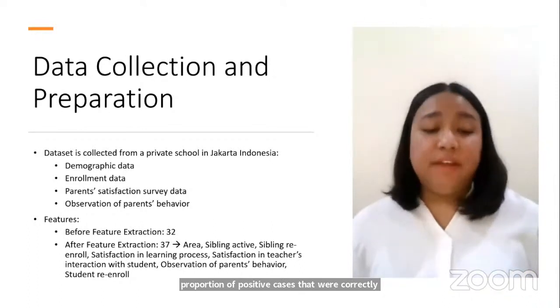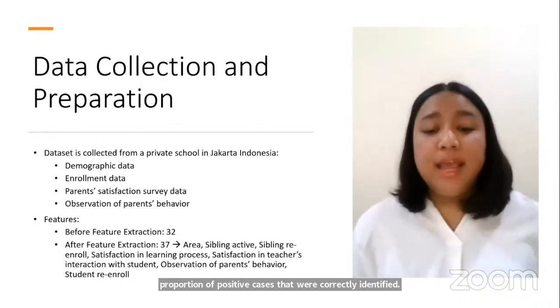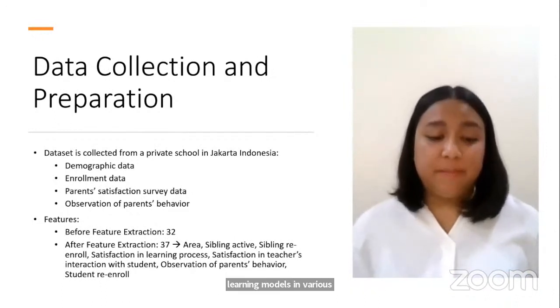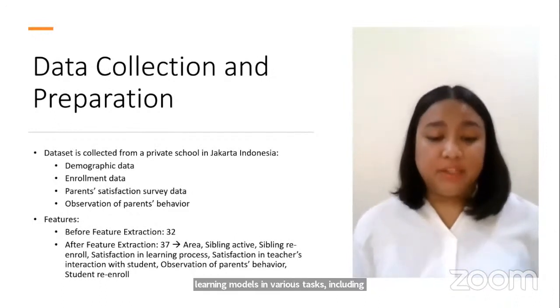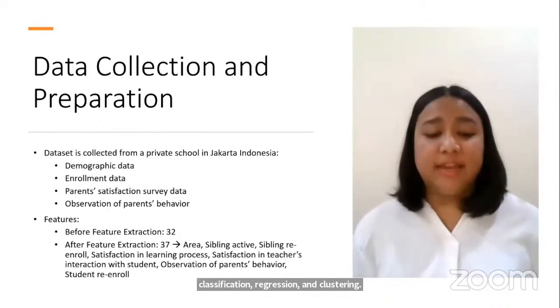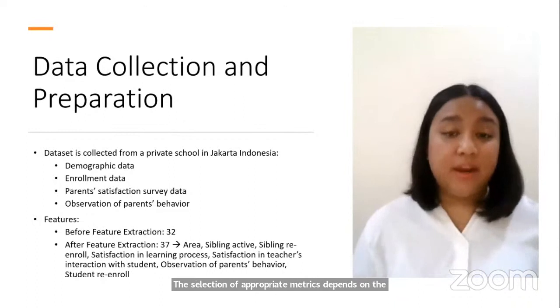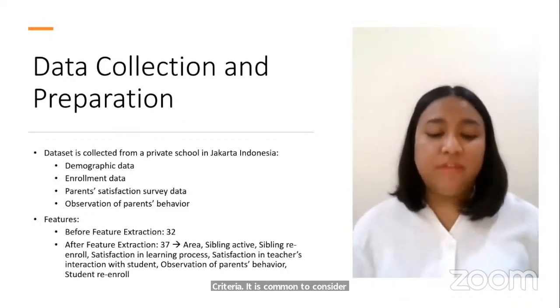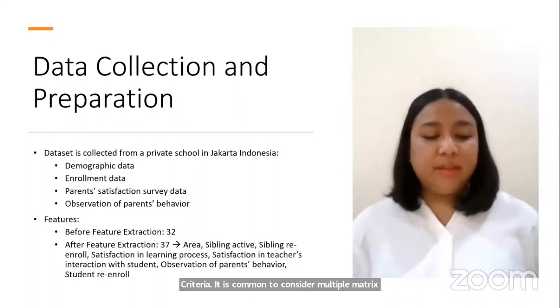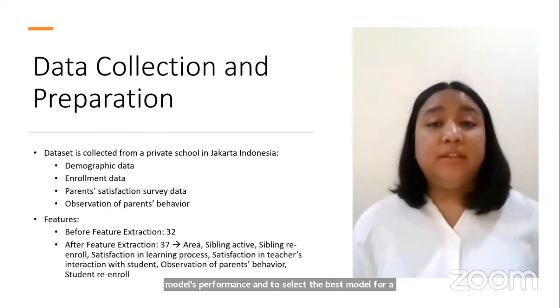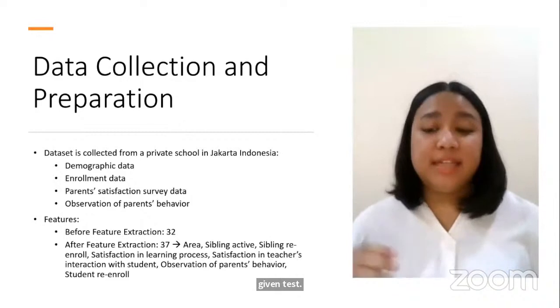These metrics assess the effectiveness of machine learning models in various tasks, including classification, regression, and clustering. The selection of appropriate metrics depends on the specific task and desired evaluation criteria. It is common to consider multiple metrics together to gain a comprehensive understanding of the model's performance and to select the best model for a given task. And for this experiment, the metrics that are used are accuracy and AUC.